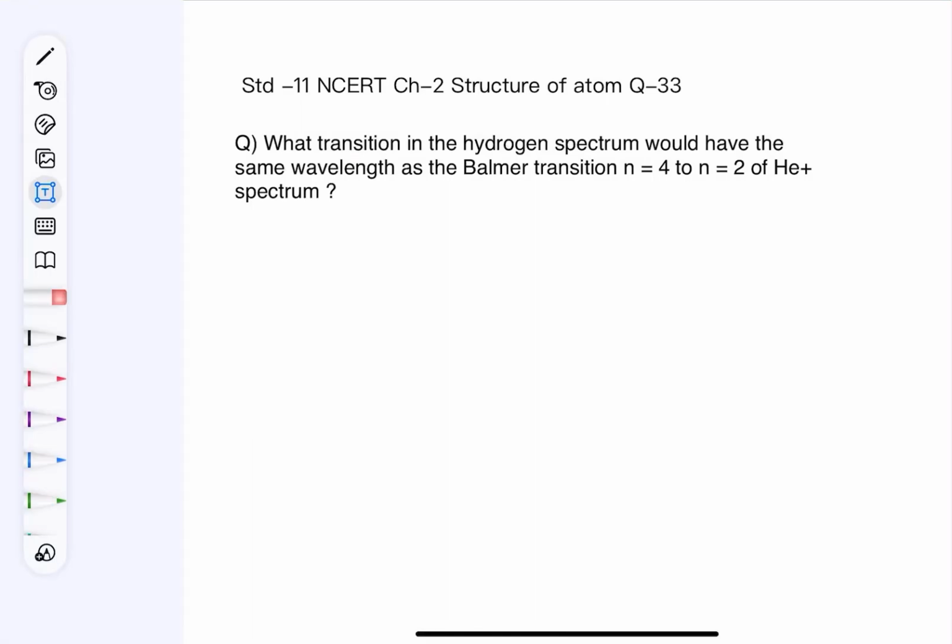Okay students, let us try to solve this question. What transition of hydrogen spectrum would have the same wavelength as the Balmer transition from n=4 to n=2 of helium spectrum? Okay, so let us try to solve this question. It goes like this.